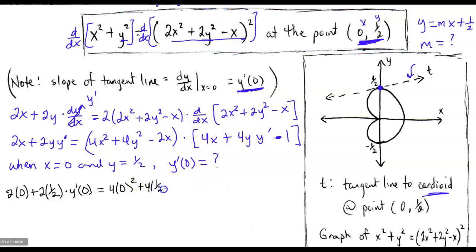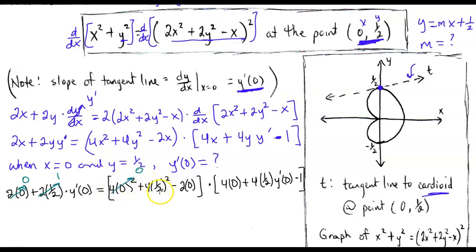All right, so that's 4 times 1/2 squared minus 2 times 0. And then we'll multiply that times what we have here, which is 4 times 0 plus 4 times 1/2 times y prime of 0 minus 1. And so now from that, of course, we can see that there's a lot of simplifying that's going to go on. This will be 0. This will be 1. 1/2 squared is 1/4. And 4 times 1/4 is just 1.